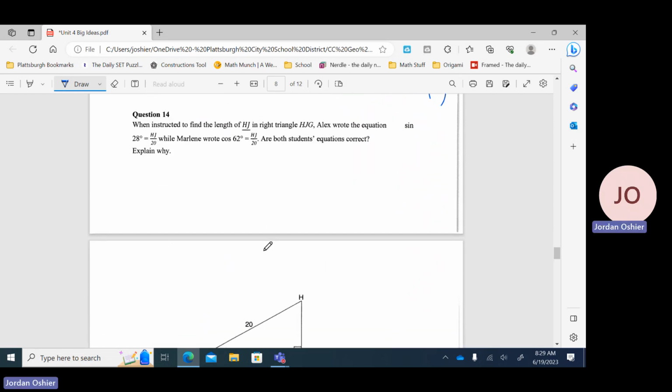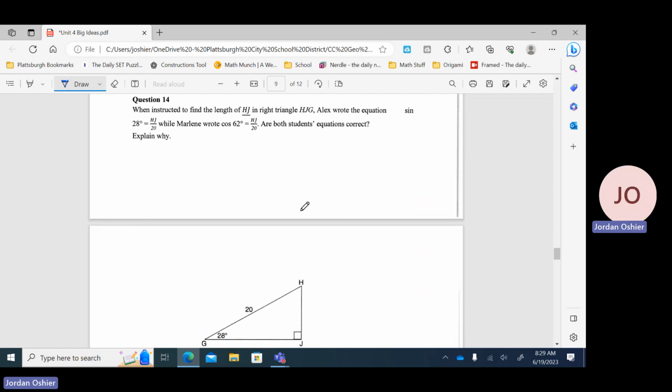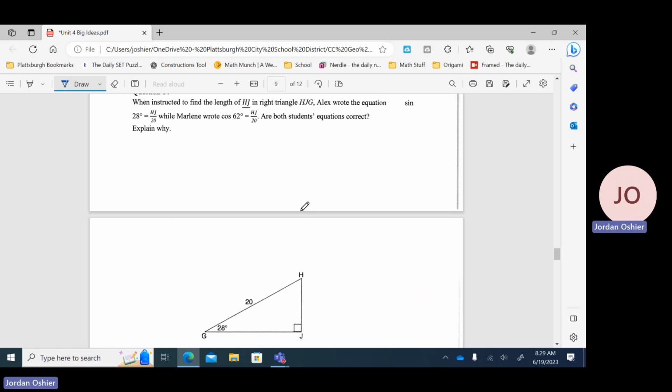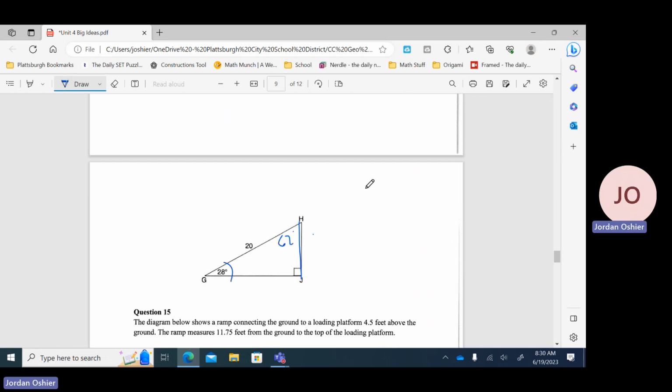When instructed to find the length of HJ, Alex wrote the equation sine of 28 equals HJ over 20. So they wrote opposite over hypotenuse. That works. While Marlene wrote cosine of 62. So hold on, let's think. The 62 had to have come from somewhere, and it's right here because that has to add to 90. Yep, because those two have to add to 90. All three have to add to 180. Cosine is HJ over 20. That's correct. Are both students' equations correct?